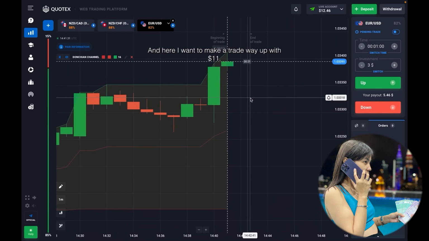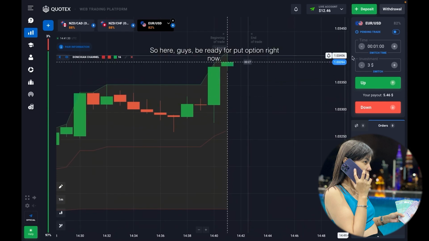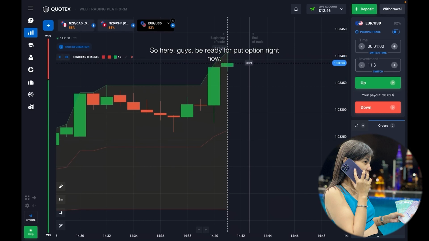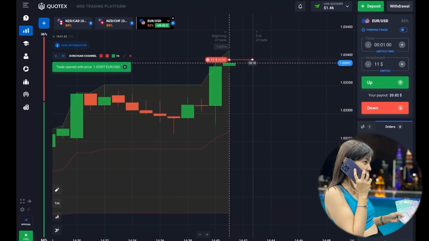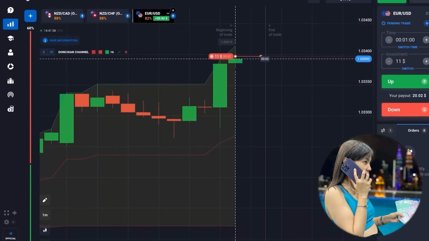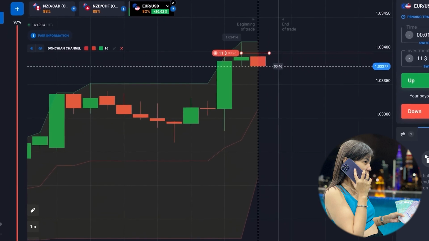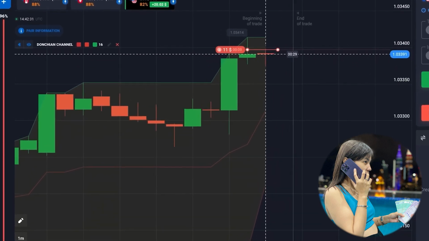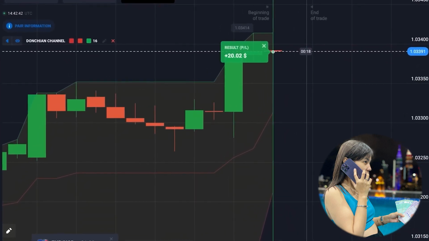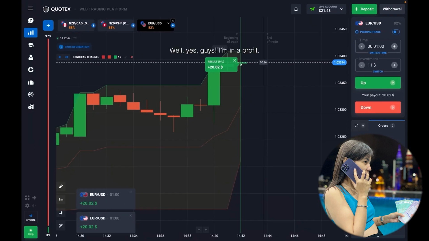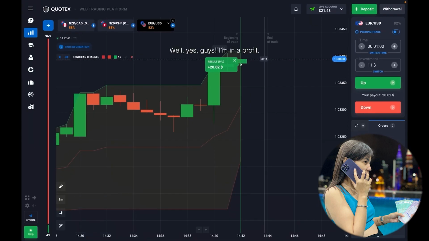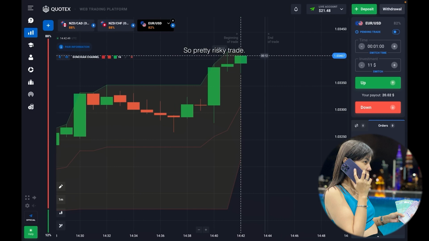We're up with $11. So here guys, be ready for put option right now. And yes guys, I'm in the profit. Pretty risky trade, but it's nice.